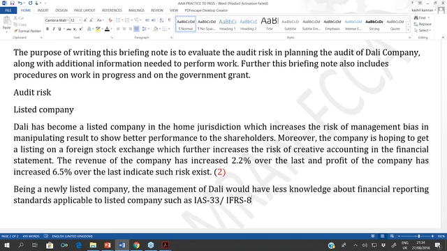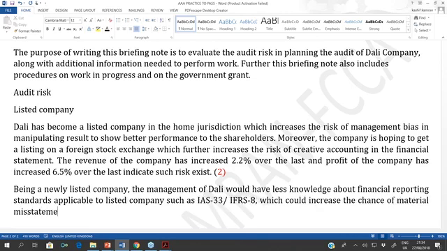Because obviously when you do something new, you have less knowledge. So they have less knowledge of IAS 33 and IFRS 8, which could increase the chances of material misstatement in the application of the relevant financial reporting framework. You got your other 2 marks.